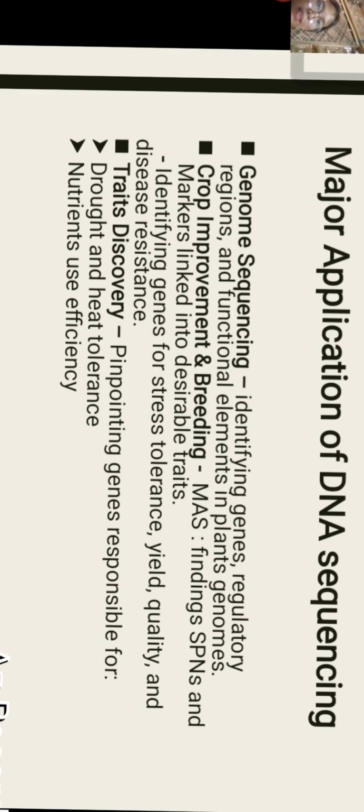And the trait discovery is pinpointing genes responsible for drought and heat tolerance, and nutrient use efficiency. So the trait discovery is pinpointing genes responsible for drought and heat tolerance. This means finding the genes that help plants survive with less water or in hot weather. Next is nutrient use efficiency. This is finding genes that help plants use fertilizer better.